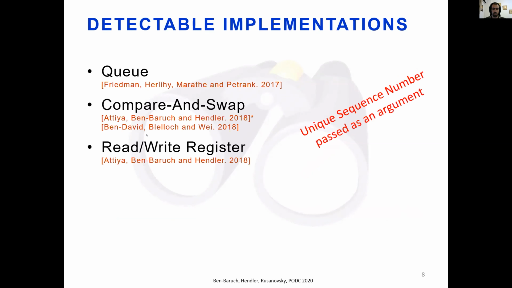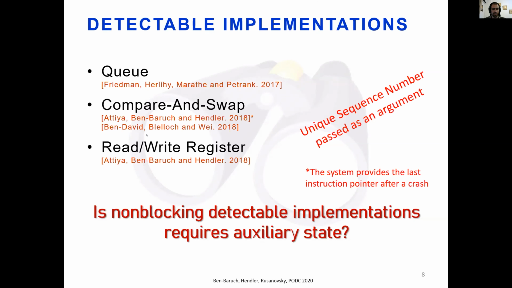In addition to the fact that sequence numbers are used, those sequence numbers must be passed to the operation as an argument. In other words, sequence numbers are not maintained by the operation itself as usual, but rather by the caller of the operation. The only exception is the Attiya et al. compare-and-swap algorithm, but this algorithm makes the assumption that in case of a crash, the system provides the last instruction pointer. And this raises the question: is this kind of auxiliary state, namely some external information that is provided by either the caller or by the system, necessary for detectable implementations?